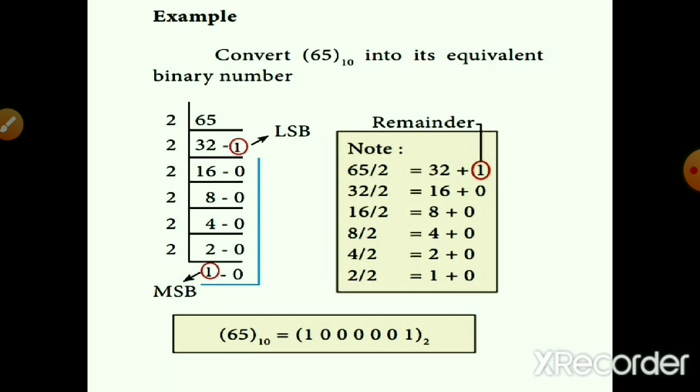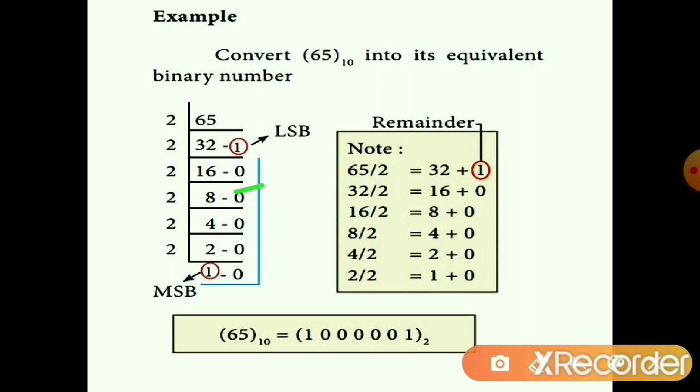And 16, 16 2s are 32. Remainder is 0. 8 2s are 16, the remainder is 0. 4 2s are 8, remainder is 0. 2 2s are 4, remainder is 0. 1 2 is 2, remainder is 0. Until you get what? 1. Here you got 1. That's why stop the process. How to write this? Most significant bit to least significant.